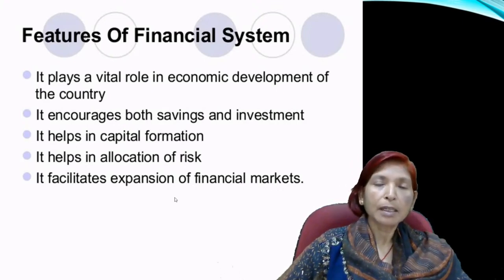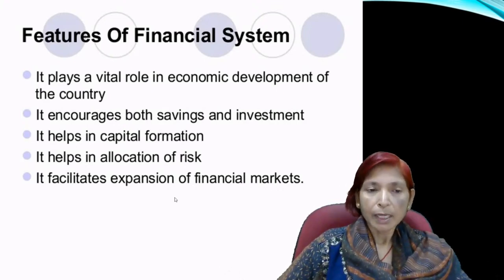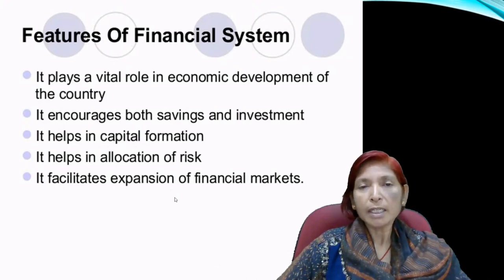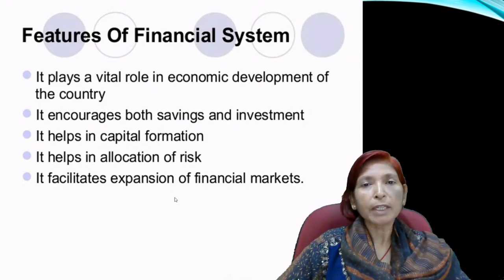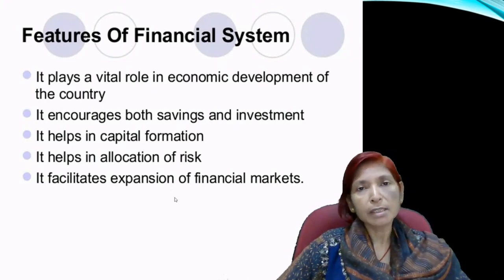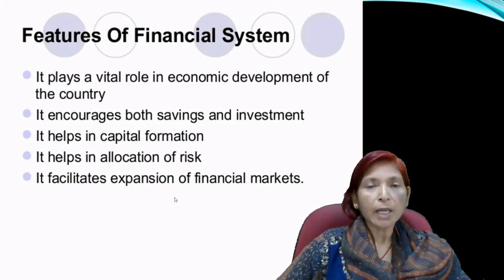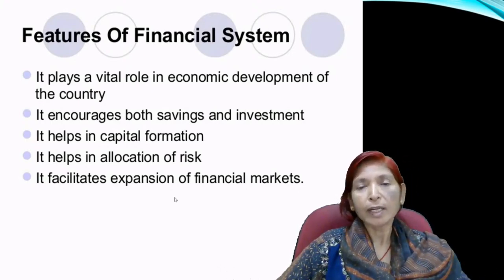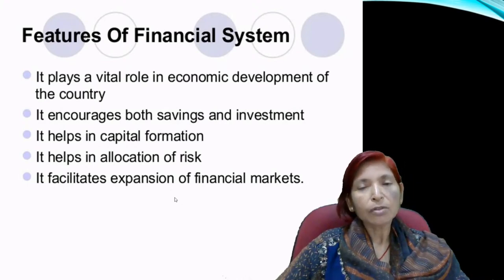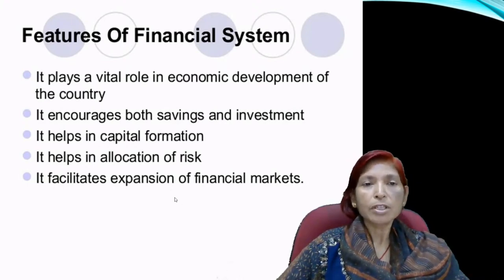It helps in capital formation, and capital formation means addition of new capital stocks, addition of new capital or fixed assets like land, buildings, machines, equipment, inventories, etc. It helps in allocation of risk, and it facilitates expansion of financial markets. So these are the important features of the financial system.